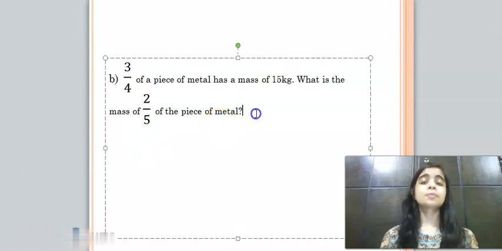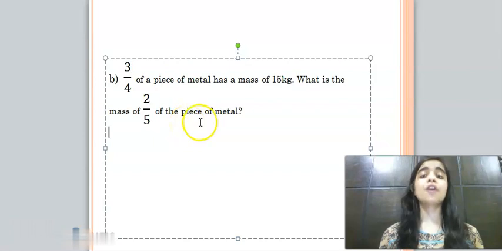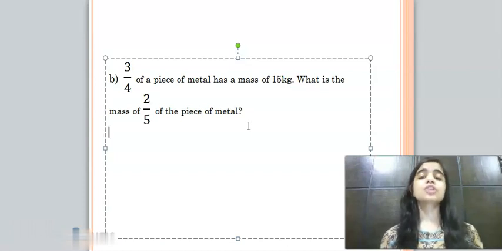Now let's move towards the next question. This is practice now 1 part B. It says 3/4 of a piece of metal has a mass of 15 kg. What is the mass of 2/5 of the piece of metal? So 3/4 weighs 15 kg, and it's very simple. We need to find the weight of 2/5 of that piece of metal.